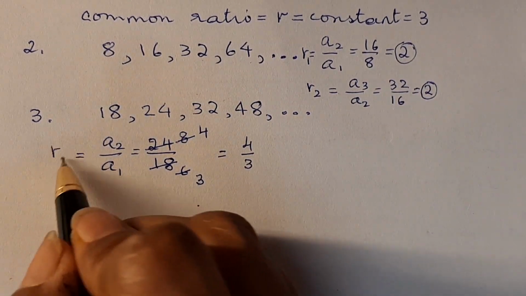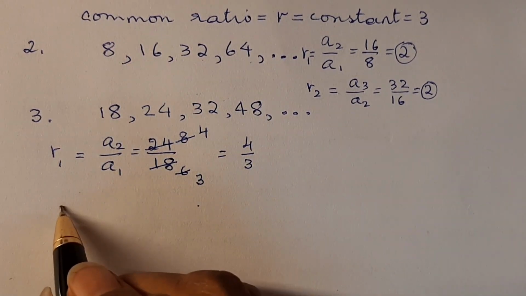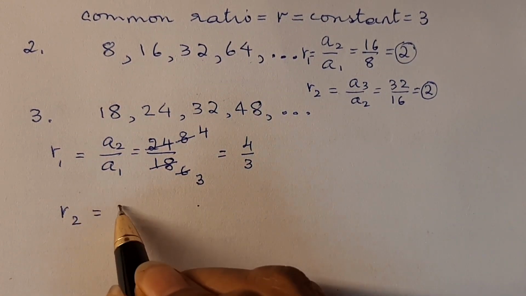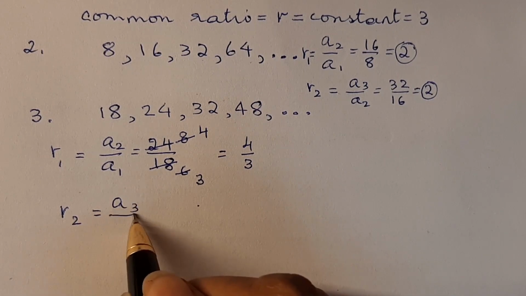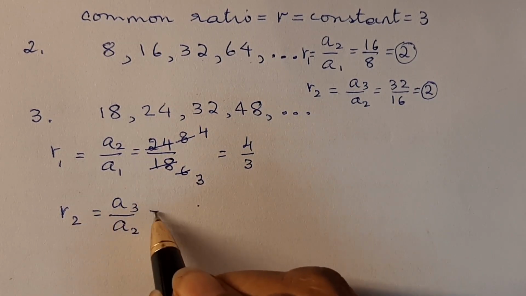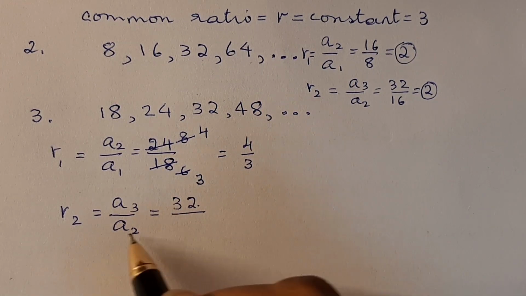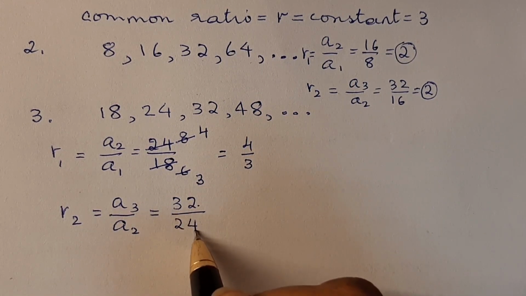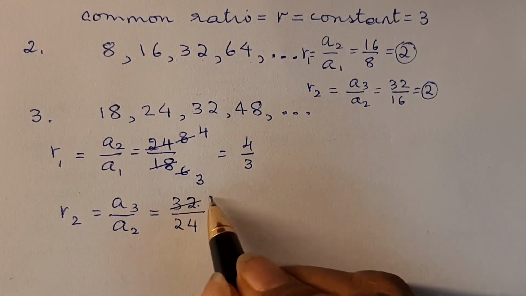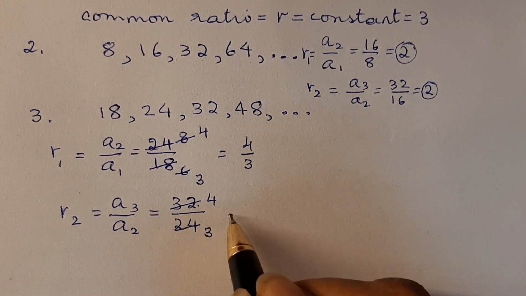This we will call as R1. Let us call A3 upon A2 as R2. A3 means the third term. A2 becomes the second term. 8 4s, 8 3s.